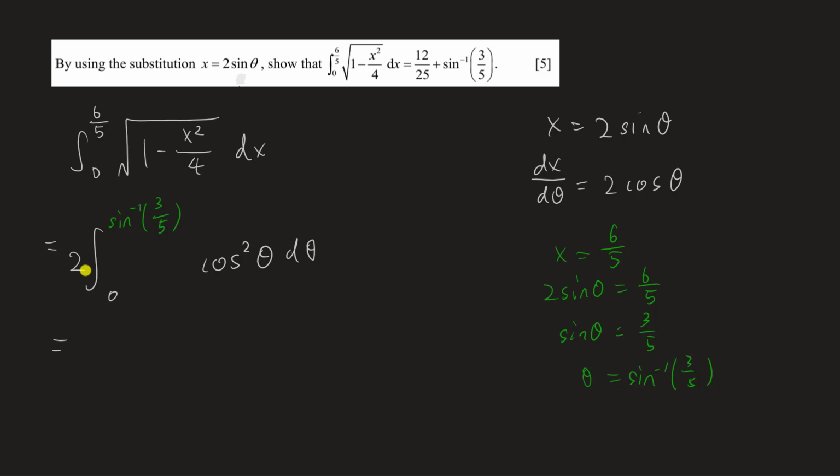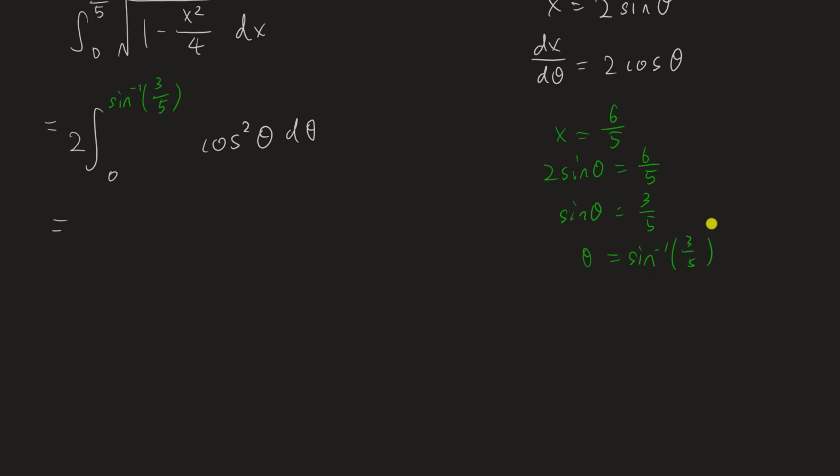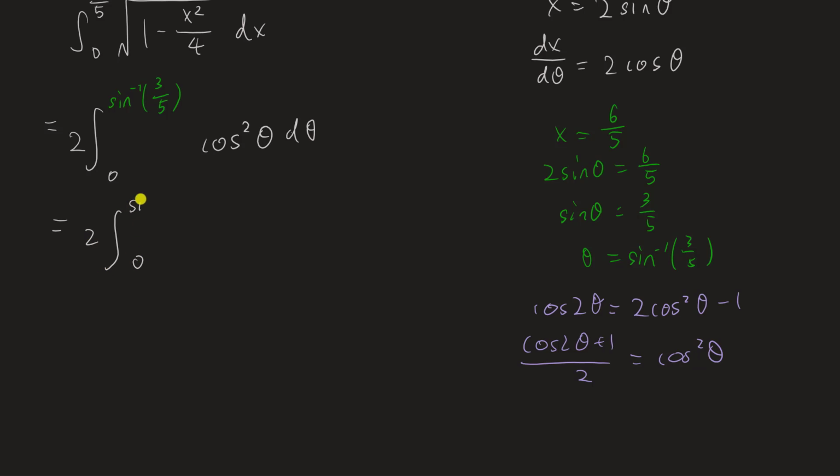We have to go through cosine double angle. Always remember cosine double angle. Now, the one that we want is this one. Cosine 2x equals to 2 cos square x minus 1. Let's use theta. So we're going to make this the subject, which will give us cos 2 theta plus 1 over 2. Putting this back in here, we will get 2 integration cos 2 theta over 2 plus 1 over 2.